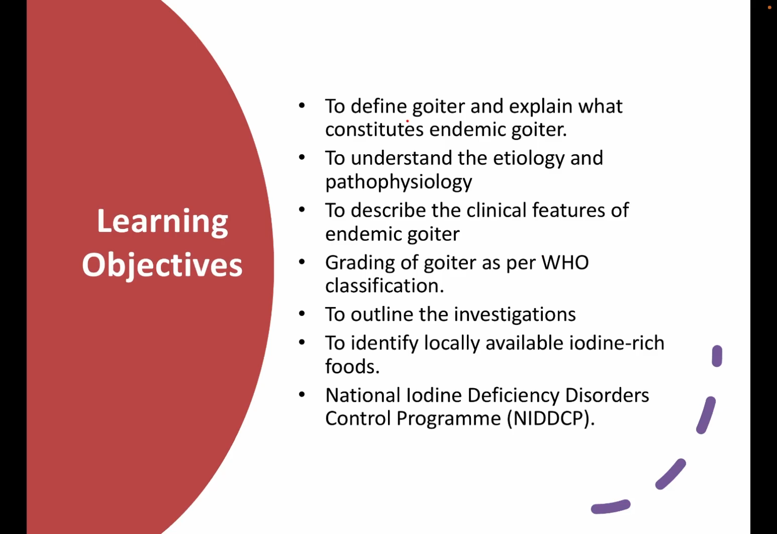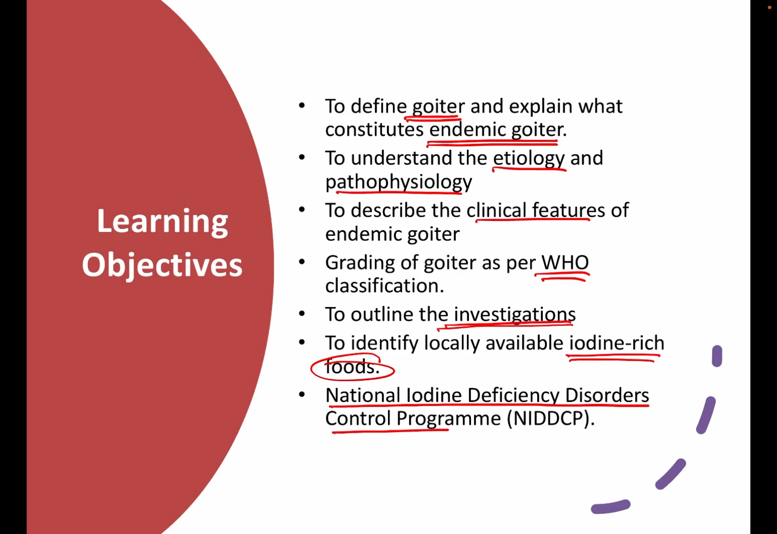You should know how to define a goiter and what constitutes an endemic goiter, how it is different from other forms of goiter, the etiology and the pathophysiology, the clinical features and WHO grading of goiter, and what are the investigations that need to be done in case of suspected endemic goiter. Then, what are the iron-rich foods that are available locally, and about the National Iodine Deficiency Disorder Control Program.